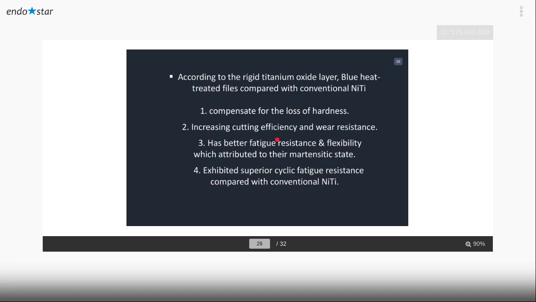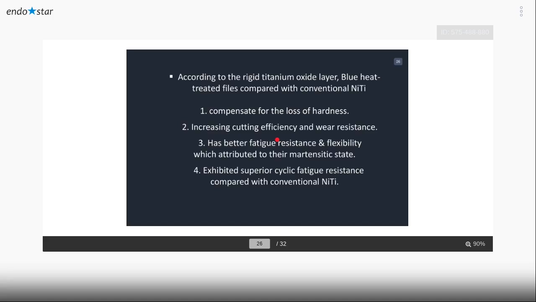It makes a titanium oxide layer over the wire, which can compensate the loss of strength of the austenitic phase. When you transfer from austenitic to martensitic, austenitic wire is very strong, but it's not resistant to cyclic fatigue, because when it goes beyond plastic deformation, when it starts to deform, it will not go back again to the shape that it lost. You have to discard the wire, discard the file.